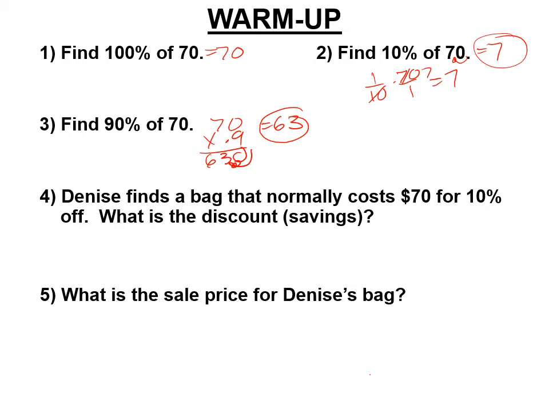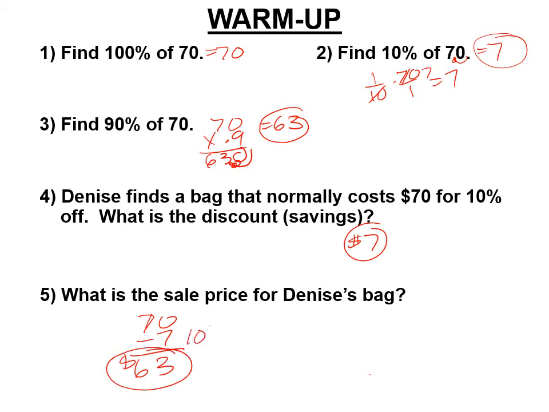It works like that. Denise finds a bag that normally costs $70 for 10% off. What is the discount? The discount is $7, right? You can do that in your head. What is the sale price for Denise's bag? There's two ways to do it. The bag costs $70 and we subtract the 7 and it's $63.